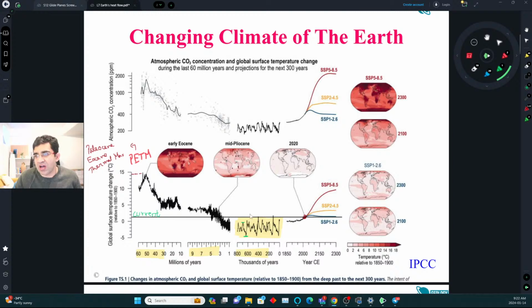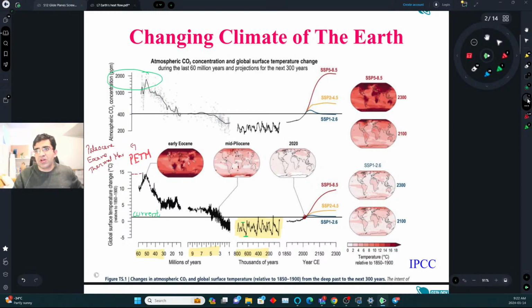Our CO2 concentrations have also been pretty low through this time. In the Paleocene Eocene Thermal Maximum, the CO2 concentrations were close to 2000 parts per million. Currently we are at just above 400 parts per million. The present value is somewhere over here, just above 400.